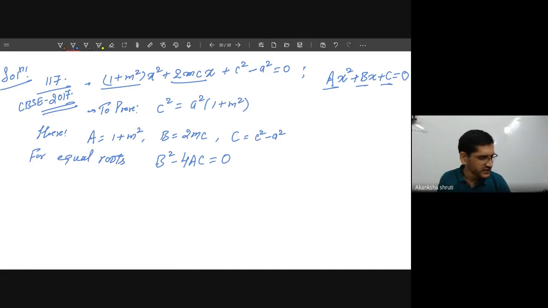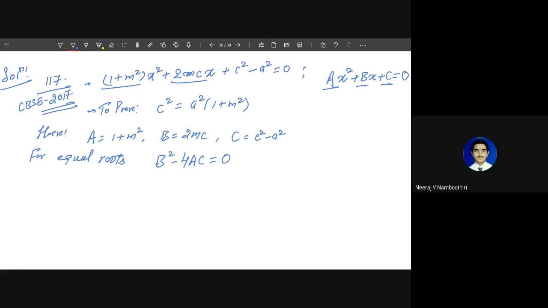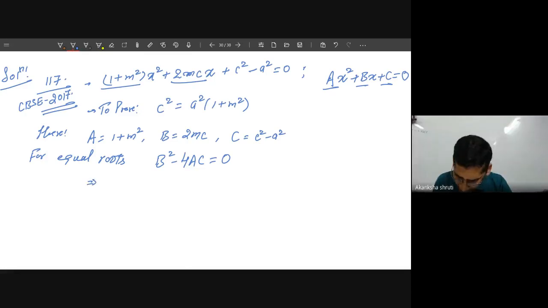Students, you are there? Yes, sir. Okay, good. So now we are going to substitute in this. For equal roots, the discriminant is equated to 0. So that's why I have written in terms of capital ABC.